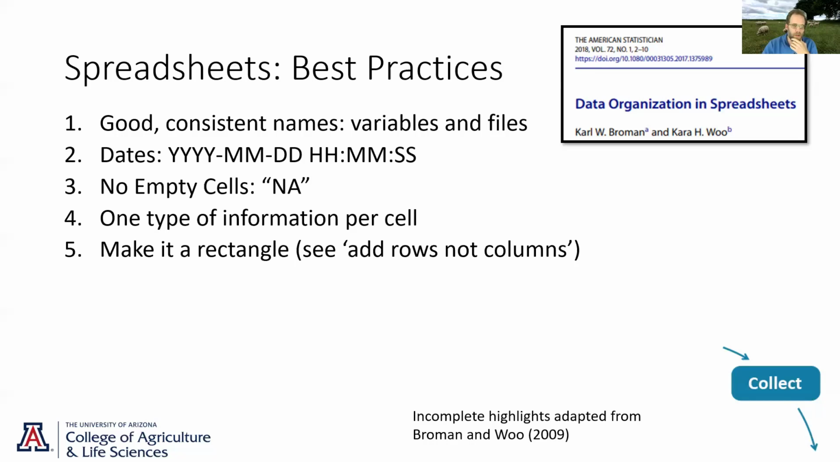I'm going to talk a little bit about what this means about making it a rectangle, but this is one of the key ideas in developing tabular data. Think about your data as an object that you want to add rows to. Every time you make a new observation, you can add a row and not have to add a new column. If you add a new column, you're going to end up with a lot of missing data. So the question is, how can you organize your data so that you can add rows rather than columns? I'll talk a little bit about that when I describe data normalization.